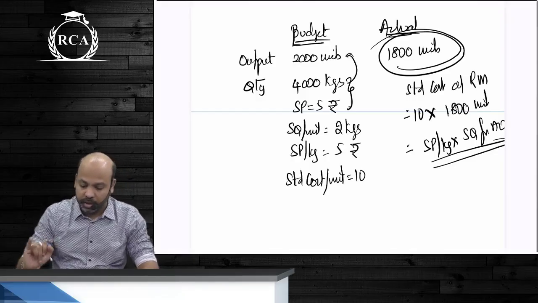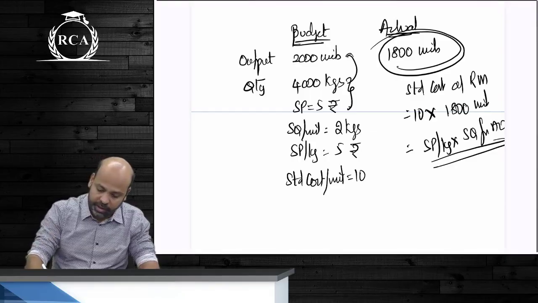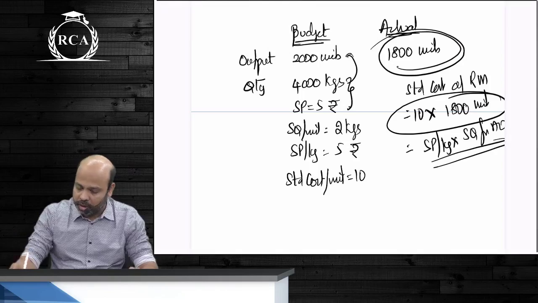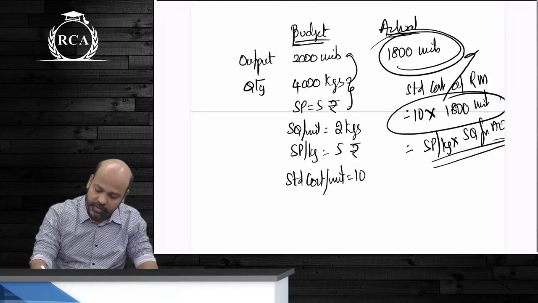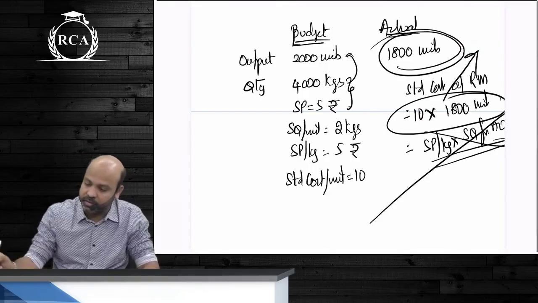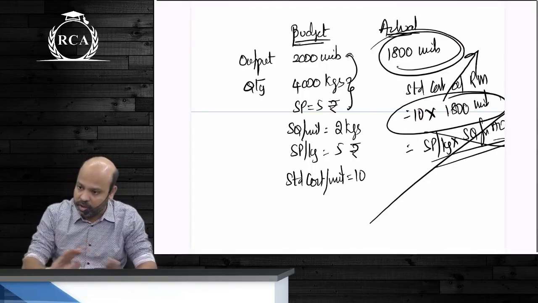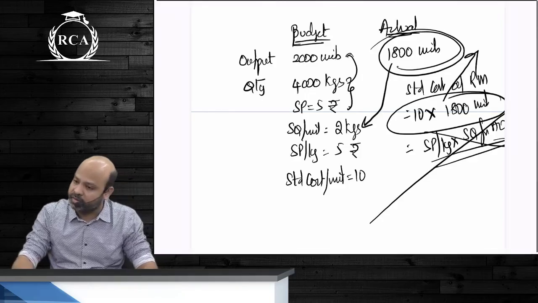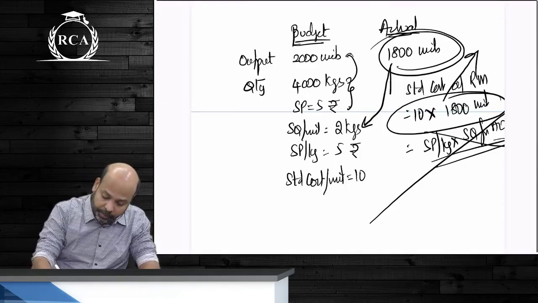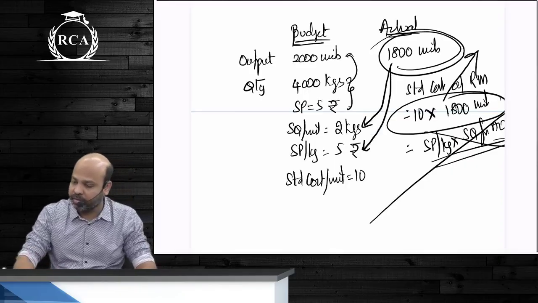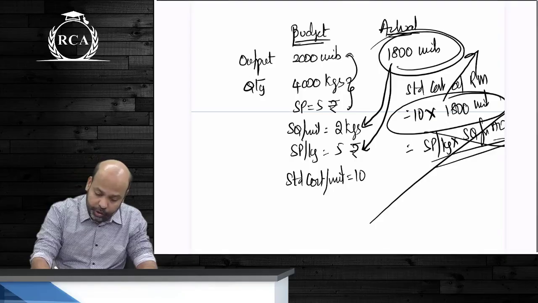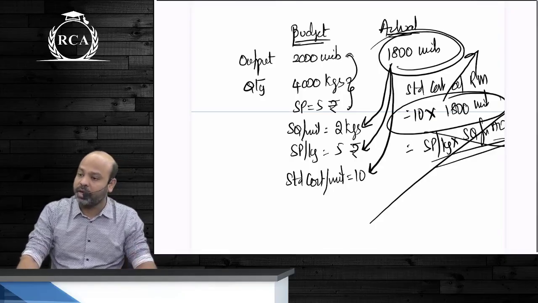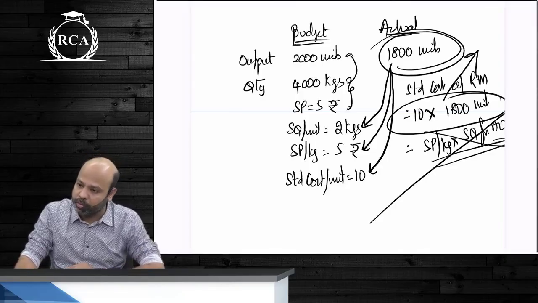In raw material, in wages, in variable overheads, I never did this. It was not required. Now, in majority of the questions, I will only be doing this. Answer will not change. 1800 units into 2 kgs, 3600 kgs. You either multiply 3600 kgs with 5 rupees per kg, or you directly multiply 1800 units with 10 rupees per unit. Standard rate per unit into actual output.